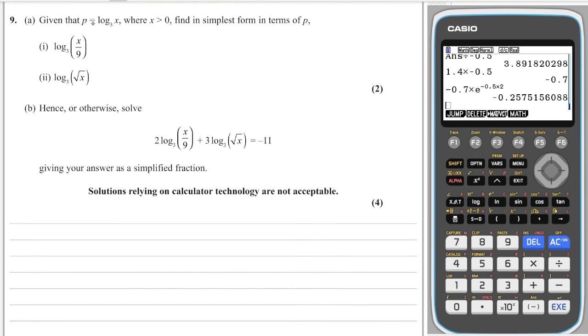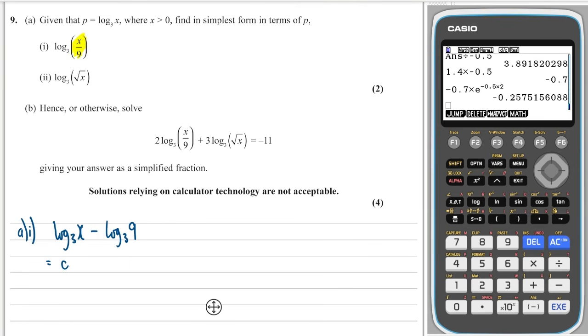Question 9. Given that p is equal to log base 3 of x, find in its simplest form log base 3 of x over 9. Well, this is a division, and using log rules we can split it up using subtraction. So we get log base 3 of x minus log base 3 of 9. And log base 3 of 9, we're asking the question, in base 3, what power gives you 9? Well, 3 to the 2 gives you 9, so that is equal to 2.